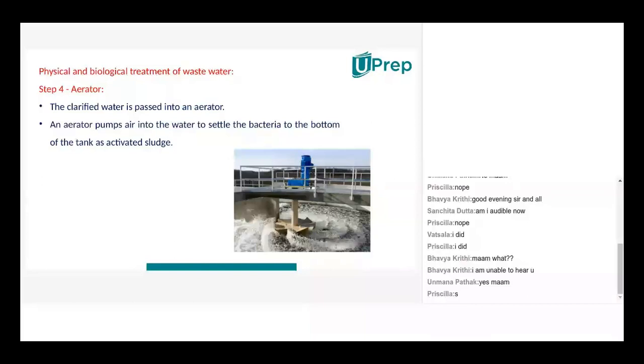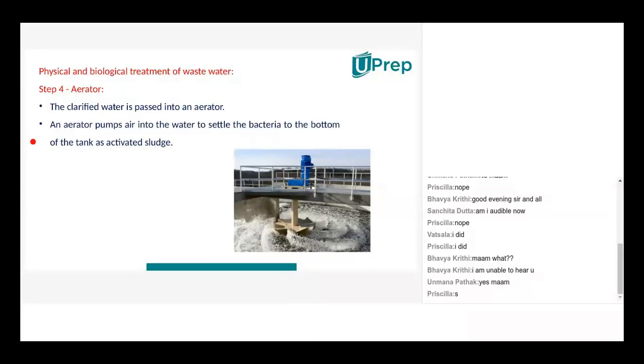Yes, ma'am. Physical and biological treatment of wastewater. Step 4. Aerator. The clarified water is passed into an aerator. An aerator pumps air into the water to settle the bacteria to the bottom of the tank as activated sludge.